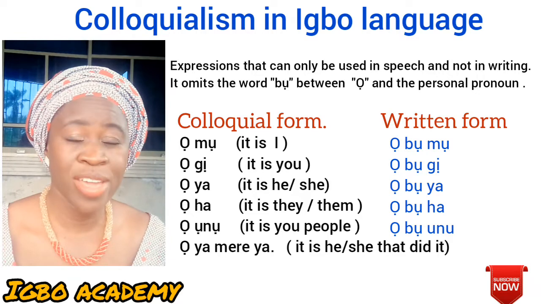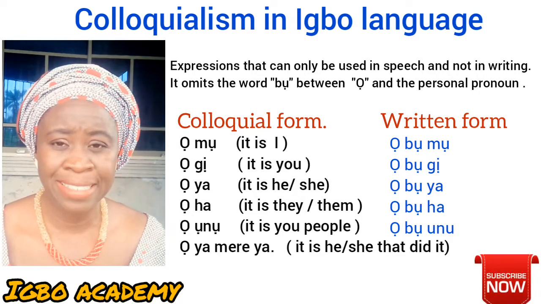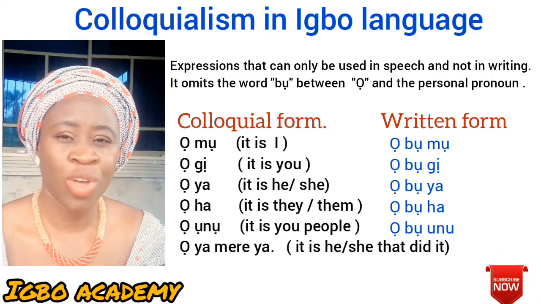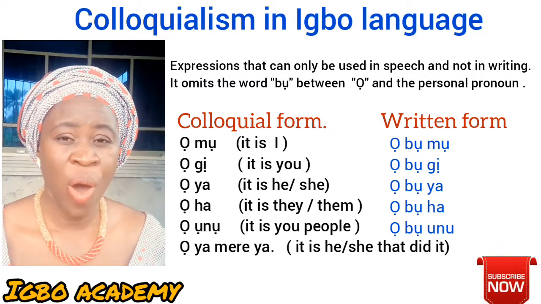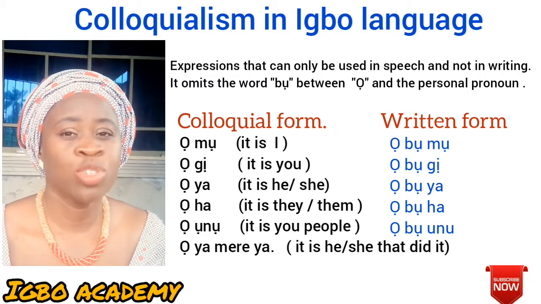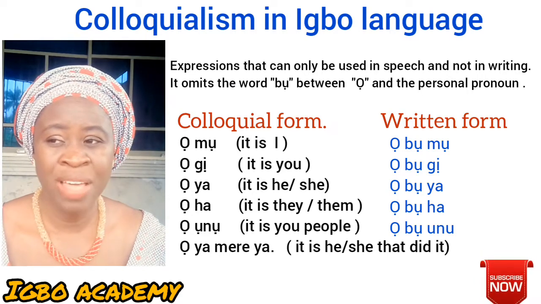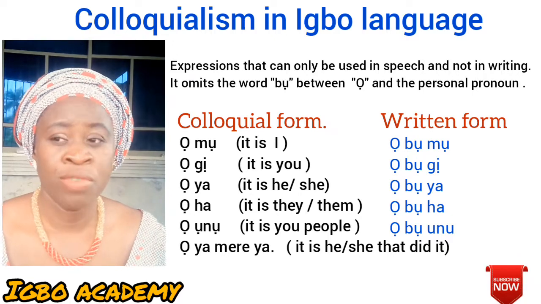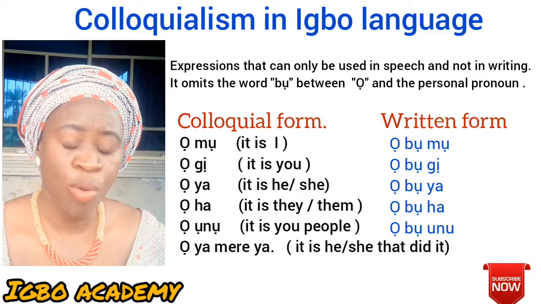Then another one is oya. That's the colloquial form. But whenever you are writing, you must write obuya. You can't write oya. Number 4, we have oha. Whenever you're speaking, you can say oha. But once you're putting it in writing, you must write obuha. You can't be writing an Igbo book or a letter or anything in Igbo language and say oha. But you can go around and hear people saying oha. You have to write obuha.